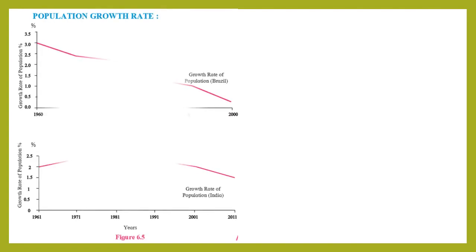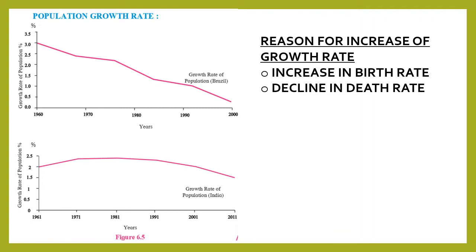The next characteristic is population growth rate. If the number of people who die is more, the growth rate will go down. There are two main reasons for an increase in growth rate: an increase in birth rate, and second, a decline in death rate. Decline means a decrease in death rate.